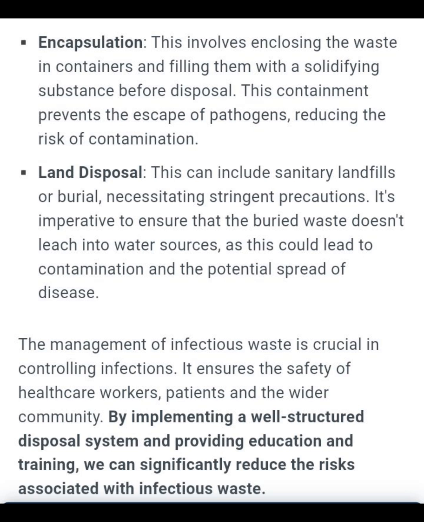The management of infectious waste is crucial in controlling infections. It ensures the safety of healthcare workers, patients, and the wider community. By implementing a well-structured disposal system and providing education and training, we can significantly reduce the risk associated with infectious waste.